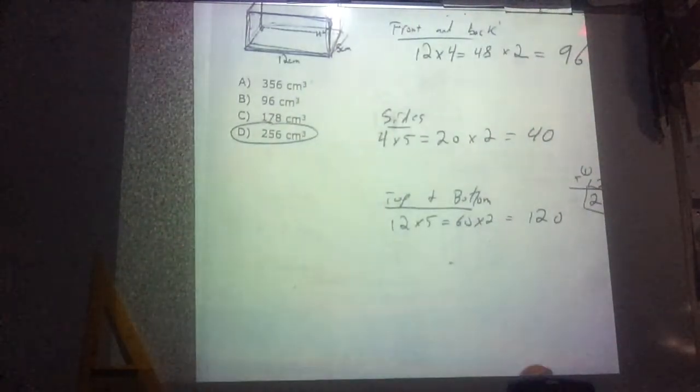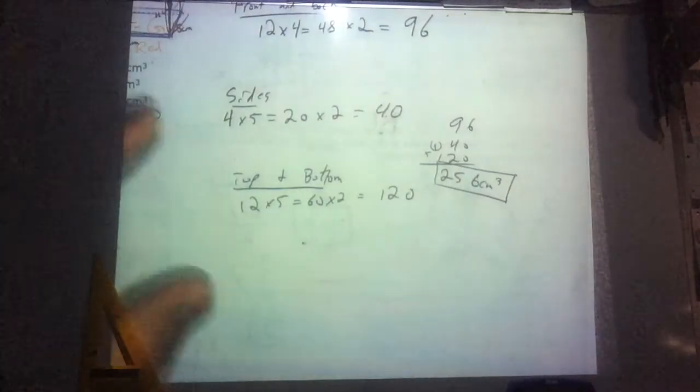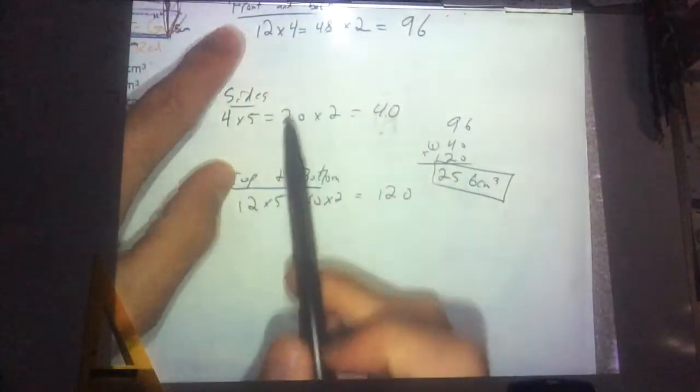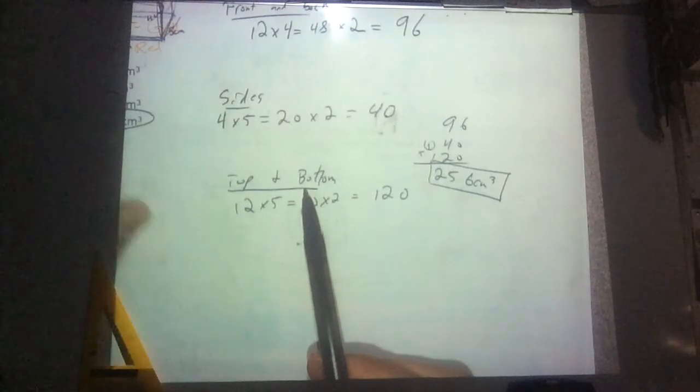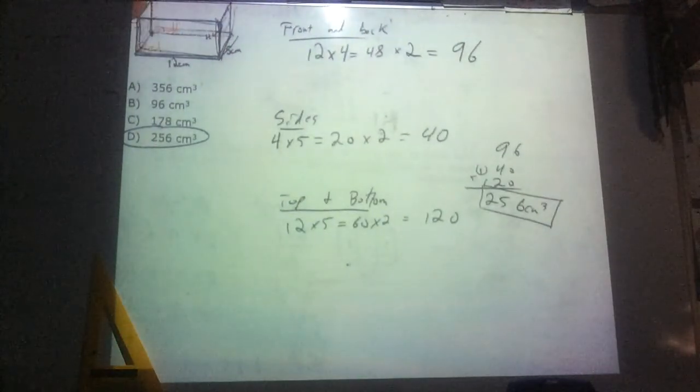The answer is D. So, calculate the area of the front and the back, the sides, and then the top and bottom. All right?